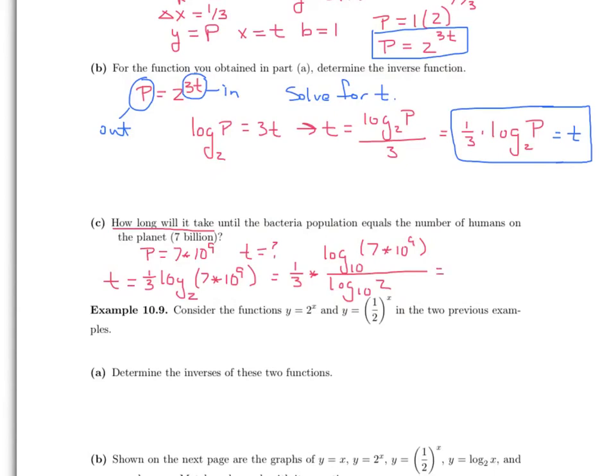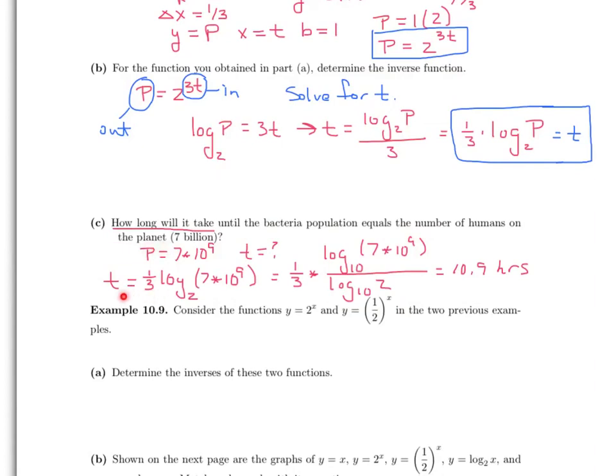And if we work this out on a calculator, we arrive at approximately 10.9 hours. So that's how long it will take until the bacteria population equals the number of humans on the planet.